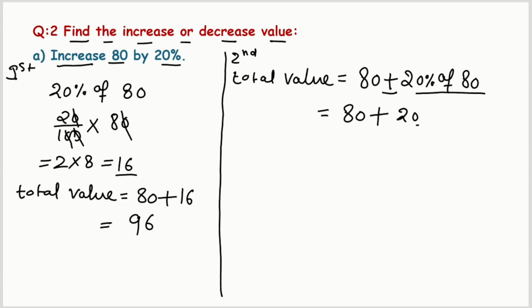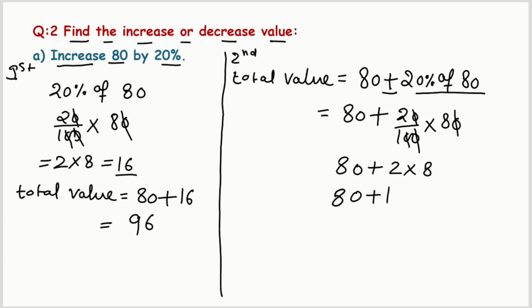So 20 over 100 times 80, the 0 will be cancelled with this 0 and the 0 will be cancelled with this 0. So 80 plus 2 times 8. So 80 plus 16, which is 96. This is the total value. If 80 is increased by 20%, the total value will be 96.